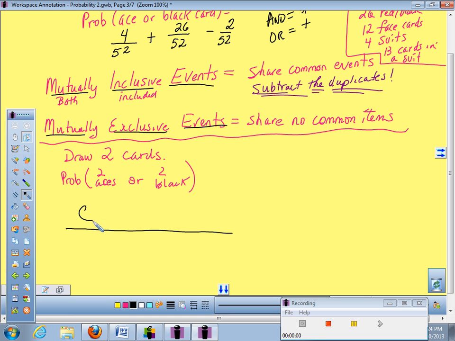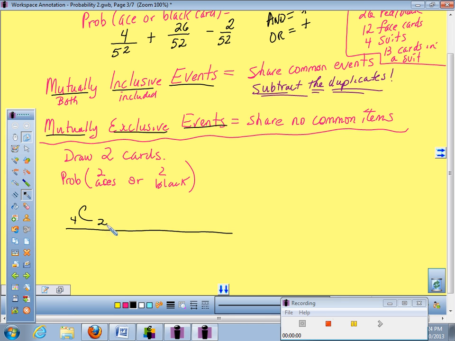So okay, I got to pick 2 aces this time. How many aces are there? 4. There are 4 aces. How many are you going to pick though? 2. I need to know how many groups of 2 different aces can I get? 4C2 will turn out to be 6. There's 6 different pairings of aces you can get.